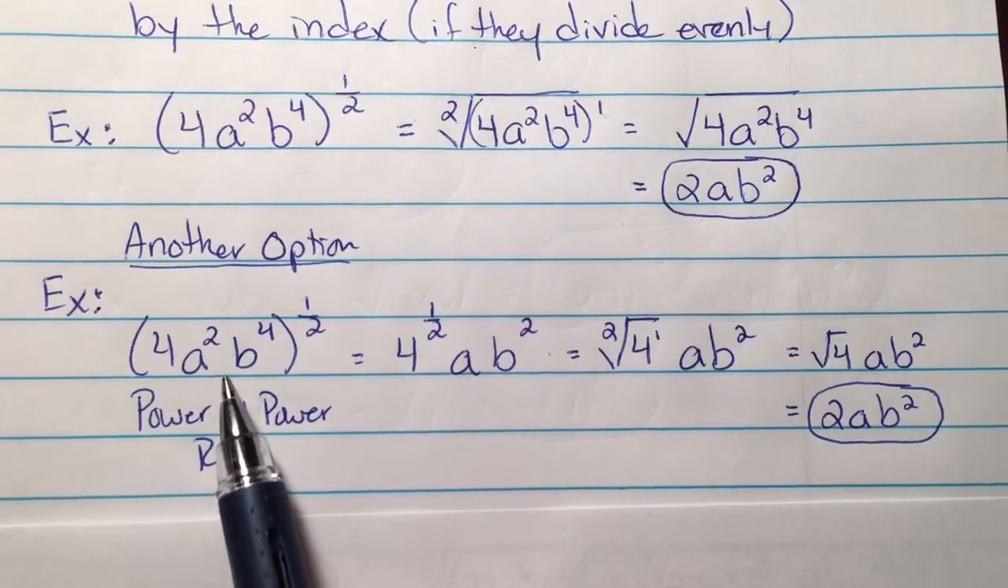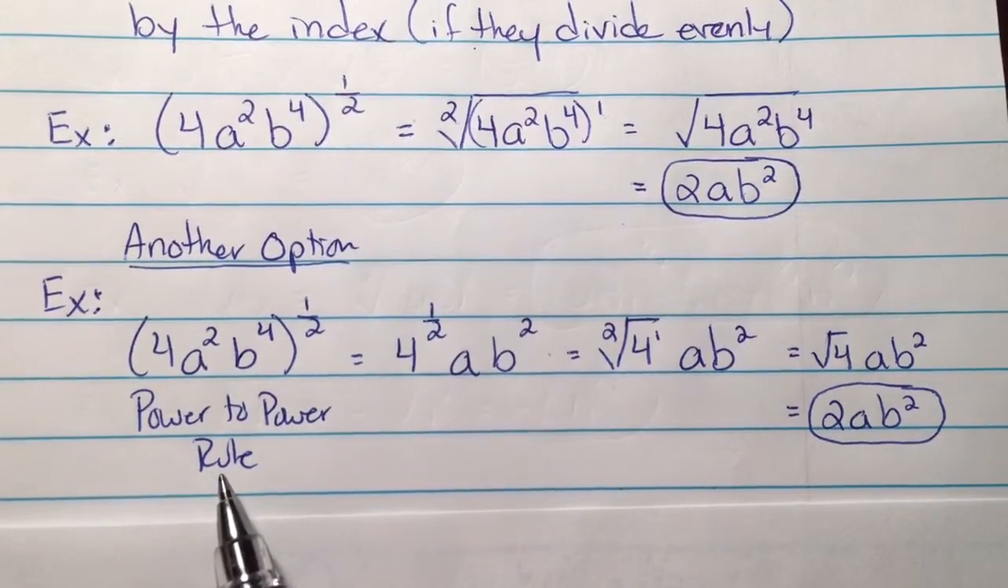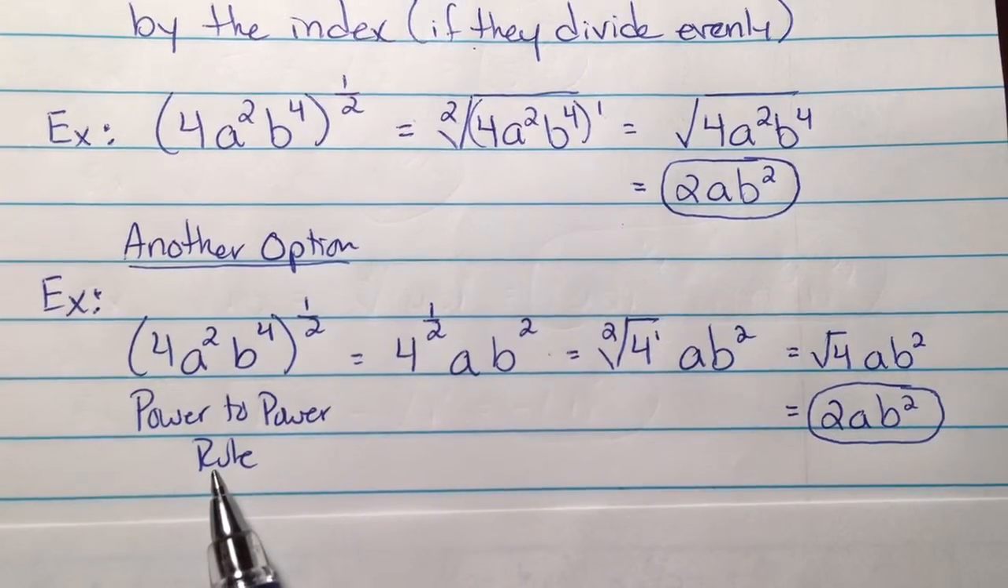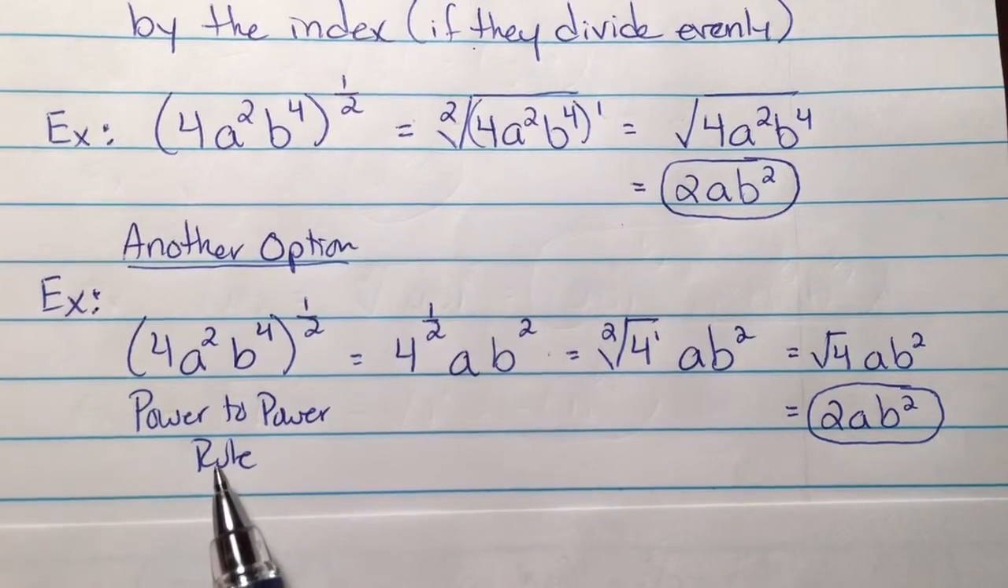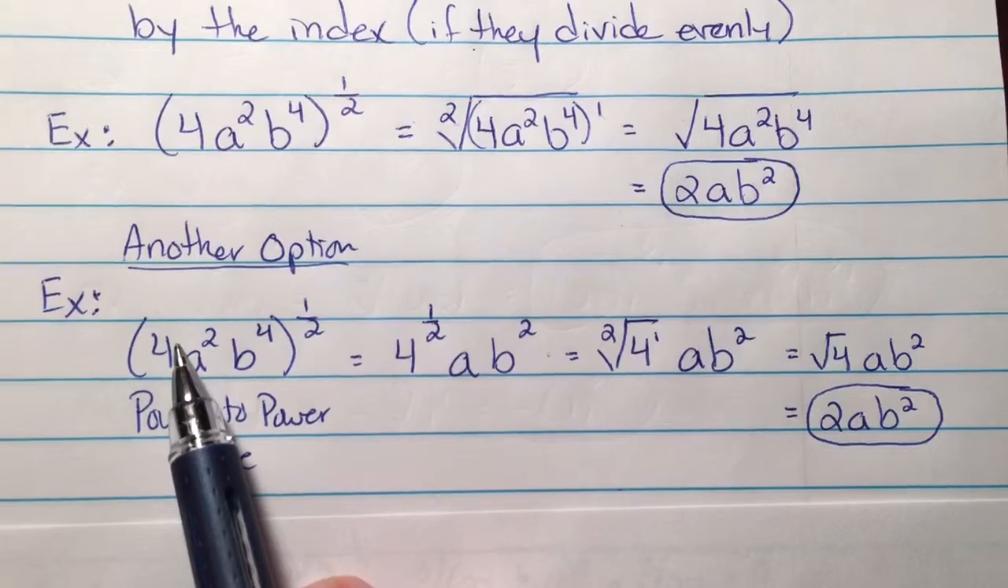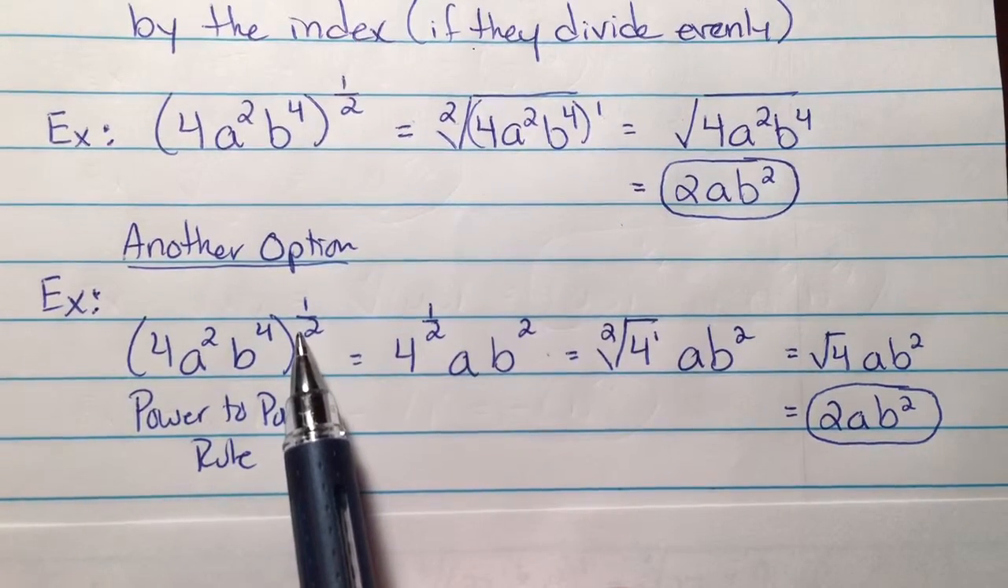Taking that same problem and applying the power to a power rule. Remember when we did power to a power last week? For power to a power, you multiply your exponents. Now here, remember that the exponent for the 4 is what? It's a 1. We don't see it, so it's a 1. 1 times a half is a half.